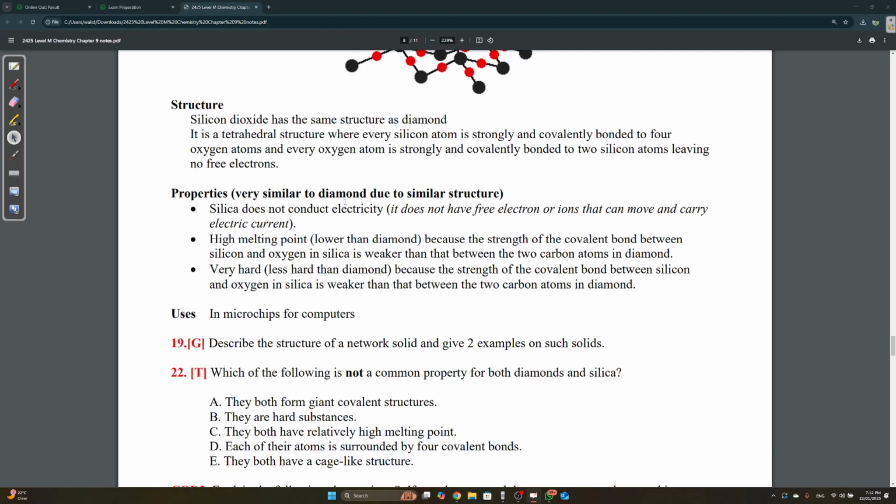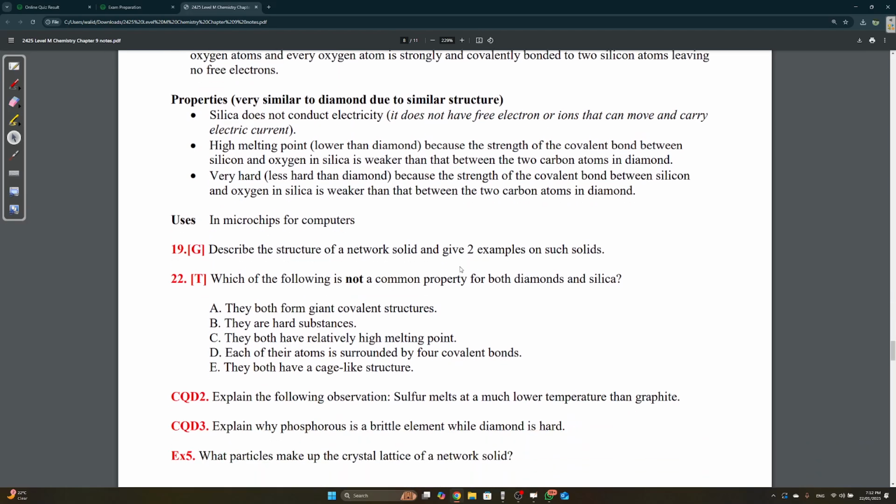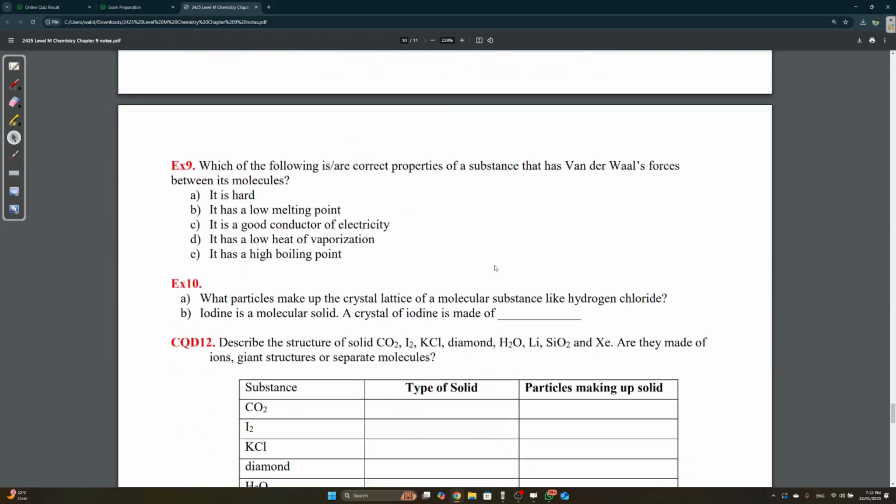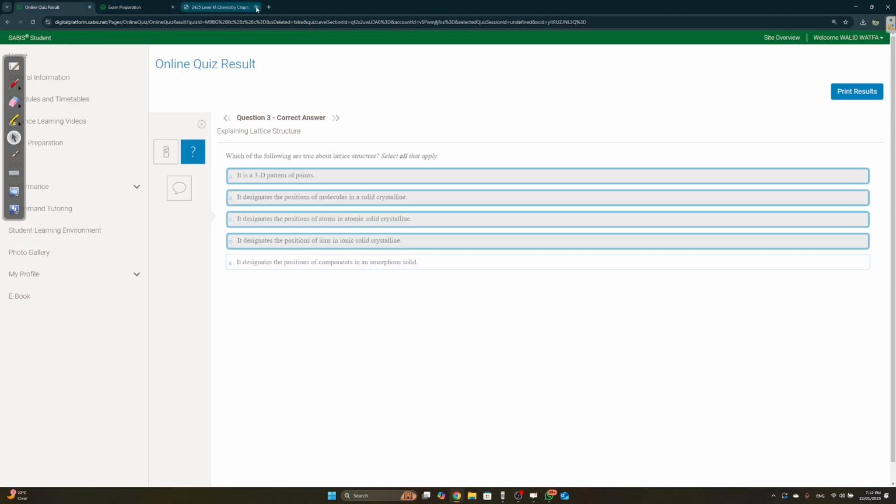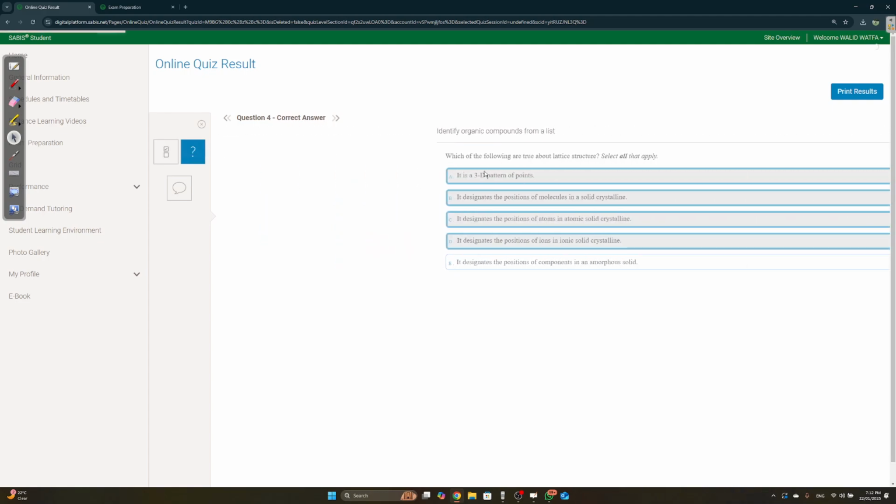You can read over this. Obviously, no electric conductivity. It has a high melting point and is very hard. The rest is all questions. So that's how I explained all of chapter 9 in 7 minutes. Let's continue. Question 4.